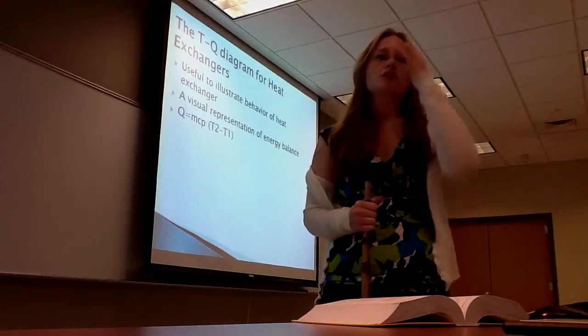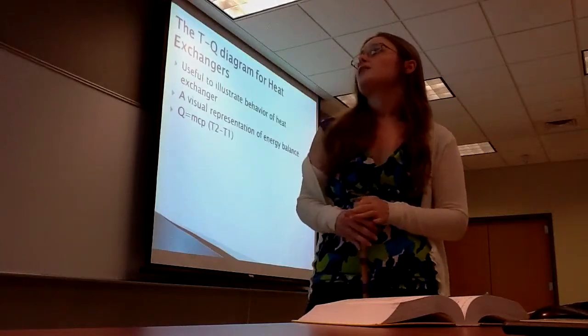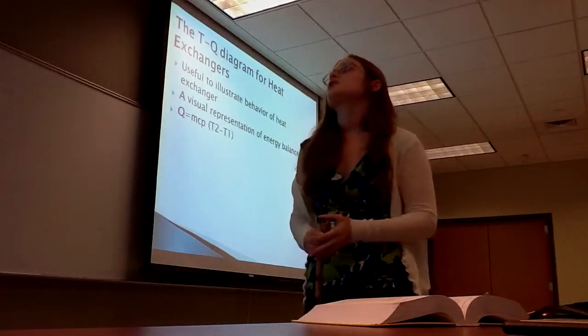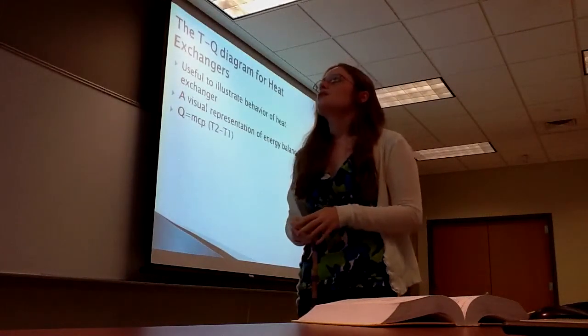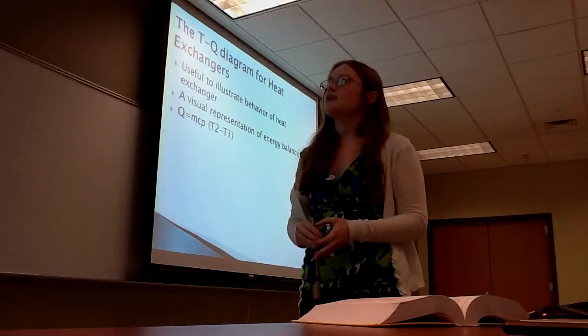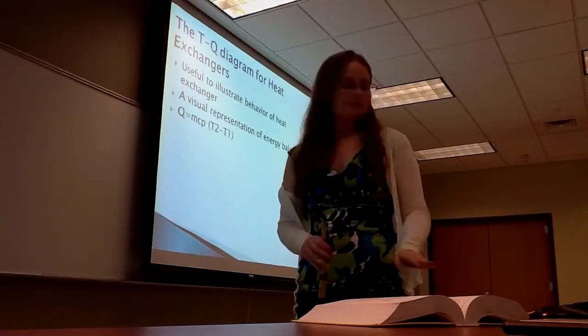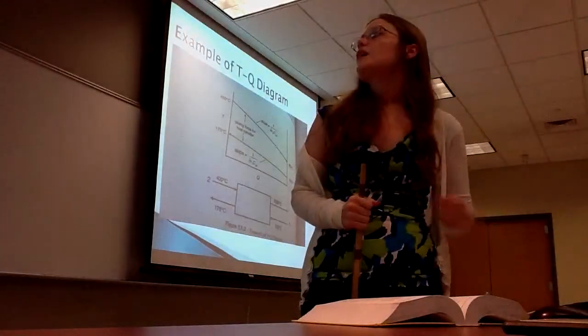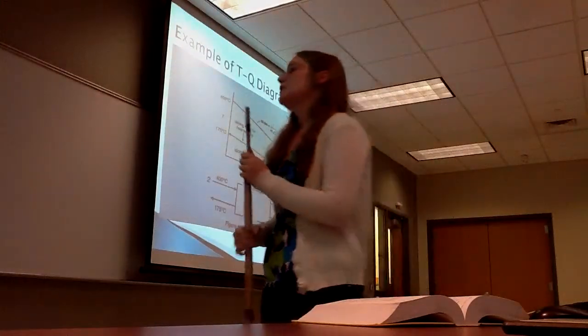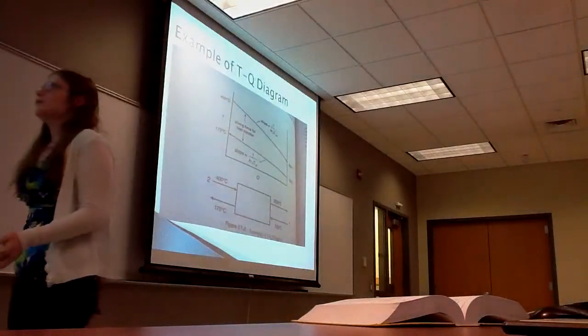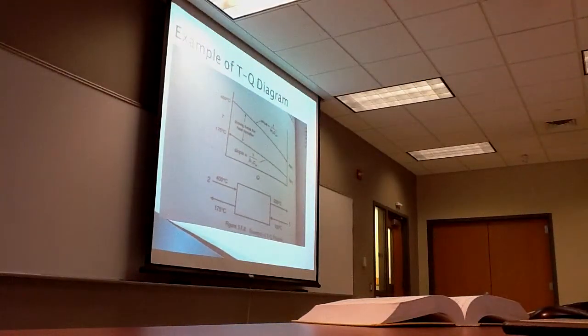Another diagram that's good for communicating is called a TQ diagram for heat exchangers. It's useful for illustrating the behavior of a heat exchanger, and it's a visual representation of an energy balance. So here's an example. When you're communicating with someone, it also gives you a quick double-check method. You want to make sure these lines don't approach each other too quickly, but you also want to make sure they don't cross. When you're communicating with someone on your team, it helps them double-check you very quickly, and it helps them make an easy comparison.